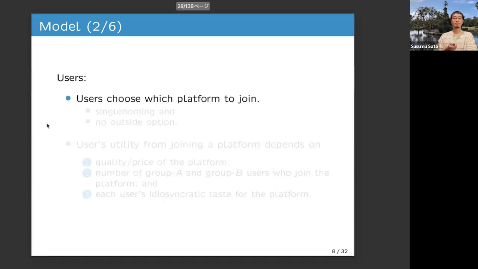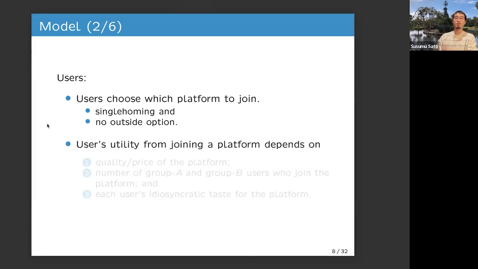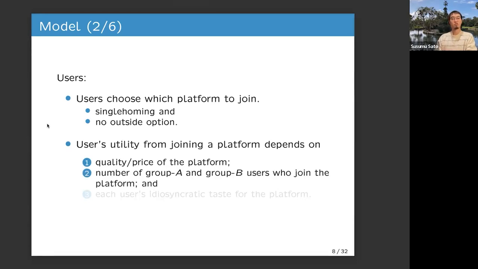So on the user side, users choose which platform to join, and we assume that users are single homing, so they don't join more than one platform, and users have no outside option, so they have to join some platform. Users' utility from joining a platform depends on three things: quality or price of the platform, the number of group A and group B users who join the platform, which is the network effects, and each user's idiosyncratic taste for the platform. This generates the differentiation between platforms.